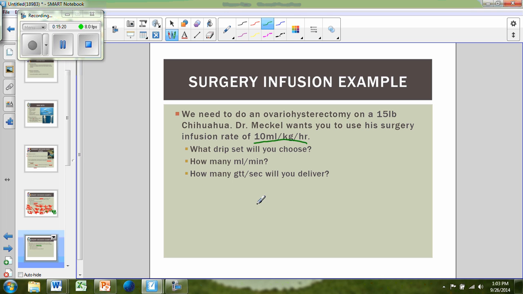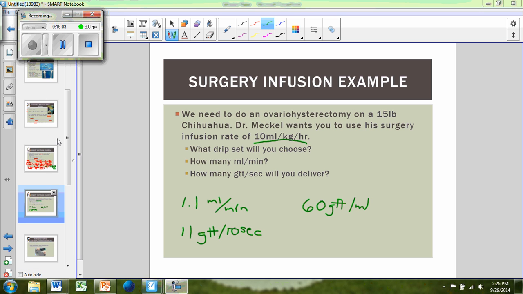So I want you to solve this on your own, and you should get, in mLs per minute, you should be getting 1.1 mLs per minute. In drops per second, you should be getting 11 drops in 10 seconds. Okay, and your drip set, you should be able to figure this out. It is a 15-pound animal, so you should be using the 60 drops per ml drip set. Okay?